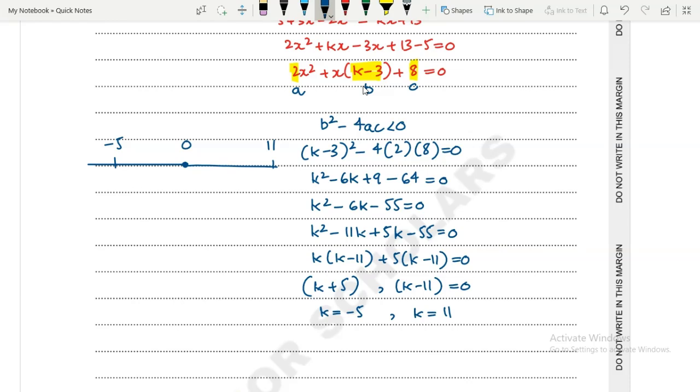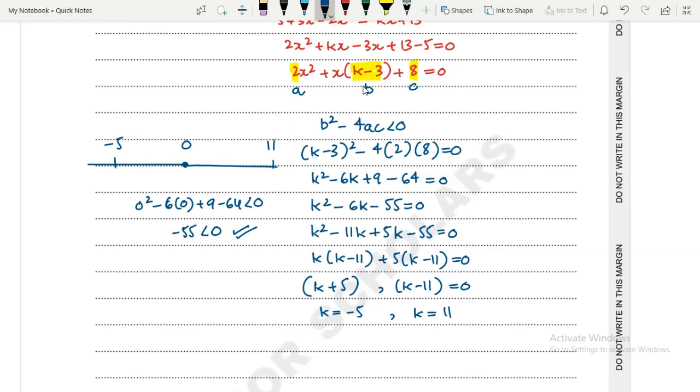So for example, if we take the 0, what will this equation form if we take the value of k as 0? This will become 0 square minus 6 into 0, and then plus 9 minus 64, and then we have to check is it less than 0 or not. So this will be minus 55, and it is indeed less than 0, so this satisfies this equation.